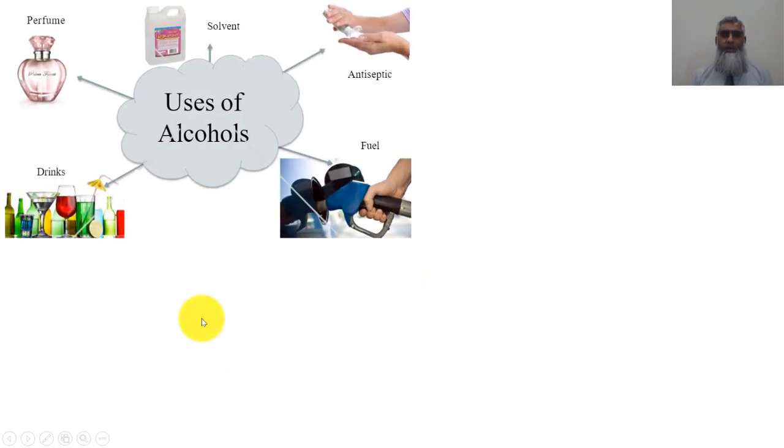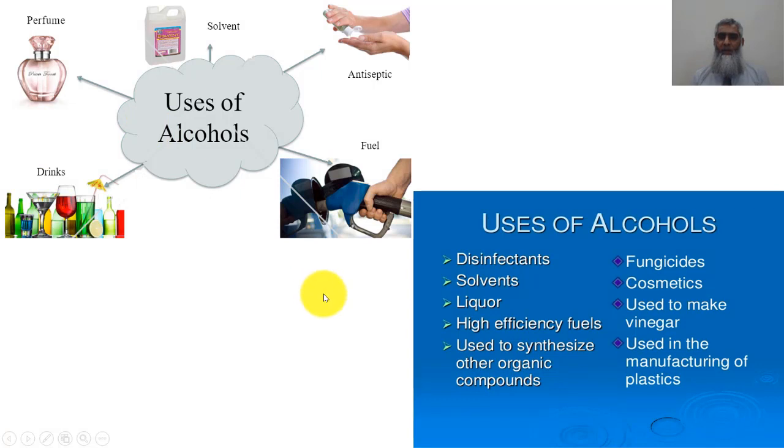Now move toward some uses of alcohols. Here are some of the broad uses of alcohols. They are used for manufacturing of perfumes. They are used as solvents for the manufacturing of antiseptics. In some countries they are also used as fuels and also used as drinks. Some more uses of alcohols: they are used as disinfectants, as solvents, as liquor, and as high efficiency fuels.